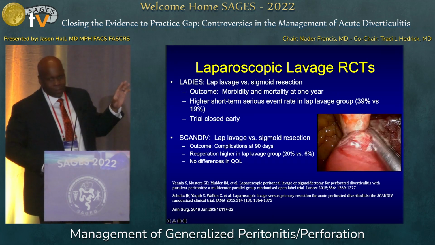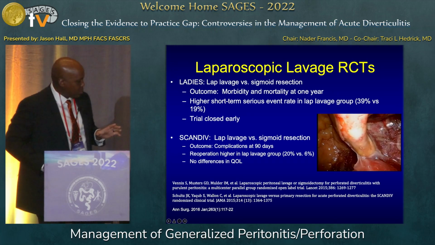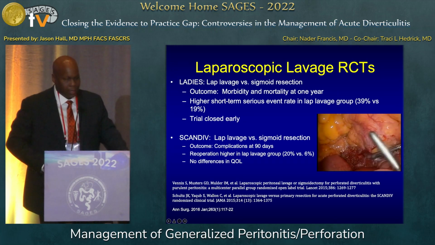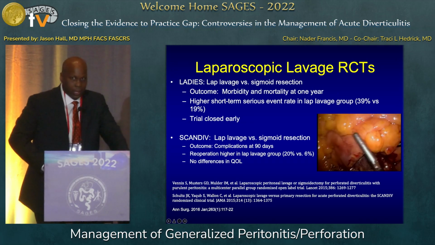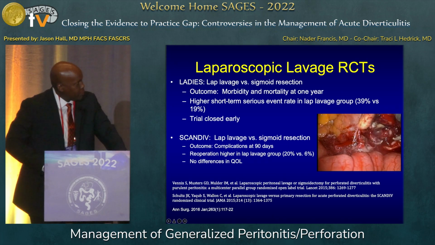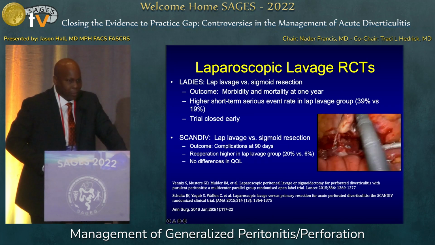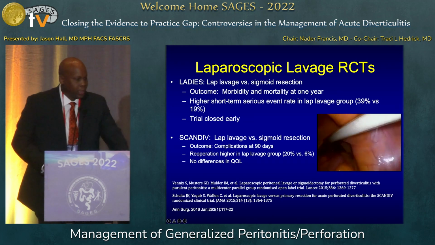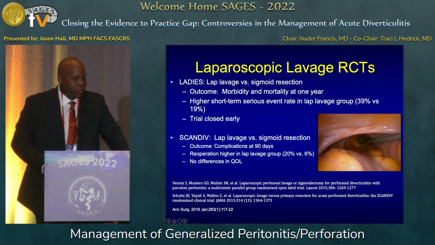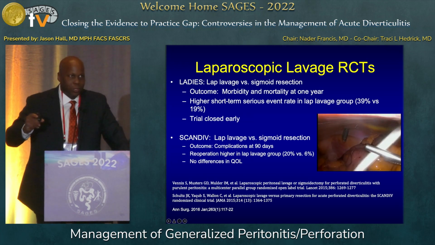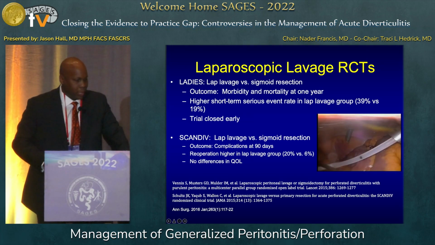This is different from the randomized trials that I'm going to describe, where they didn't do any of this. They just washed out, put in drains, which you'll see here in a second, and then they observed how the patient did. So we have 3 randomized trials. The first is the ladies' trial, which was lap lavage versus sigmoid resection. That trial was closed early because they had a higher short-term serious event rate in the lap lavage group. And that was mainly due to recurrence of abscesses that had to be percutaneously drained and occasionally operated on.